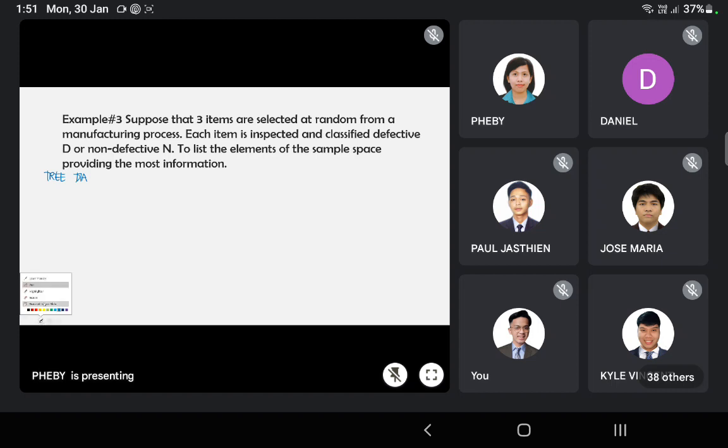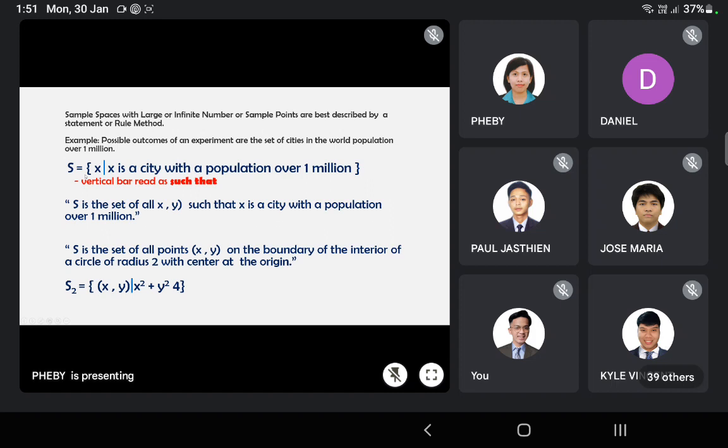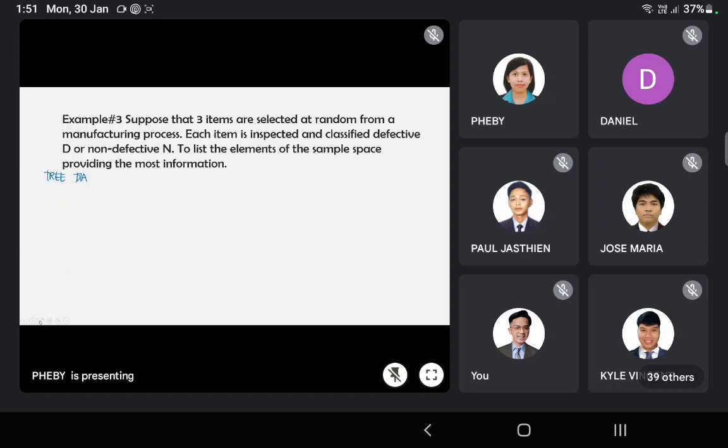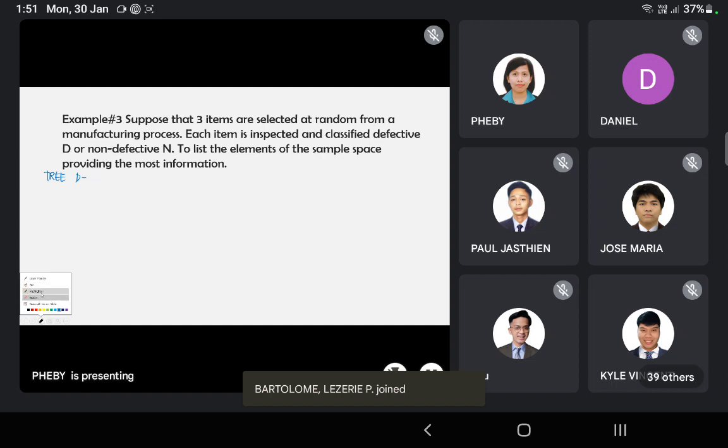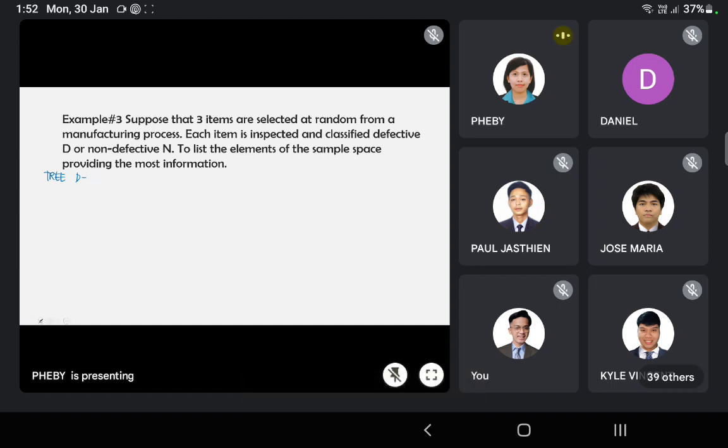Wait lang ah. Antok talaga ako. Bibilisan na lang natin class. Bawi na lang ako next meeting dito. May geology pa tayo mamaya.